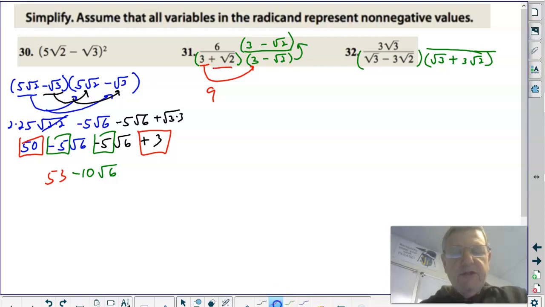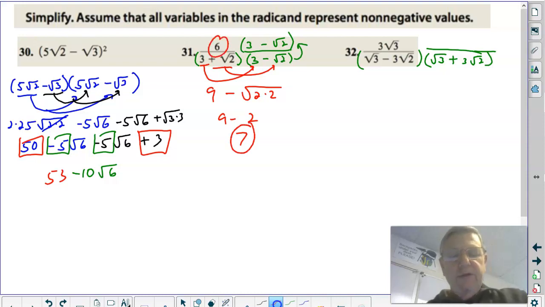All right, and then finishing off, a positive times a negative is a negative. I get negative the square root of 2 times 2, which is a negative 2. So my bottom is a 7. Okay, this 7 will not reduce with this 6. So I understand I've got to finish this thing out.